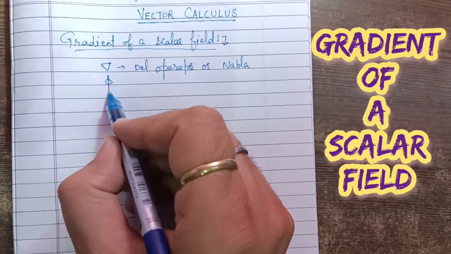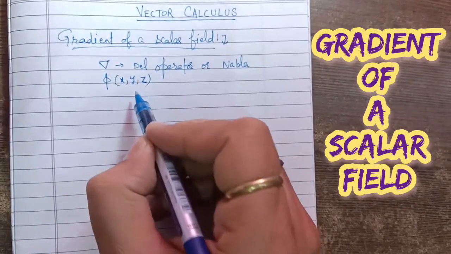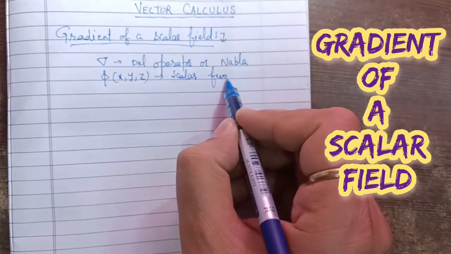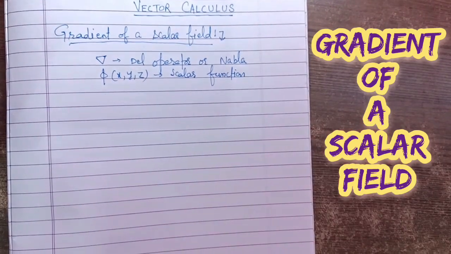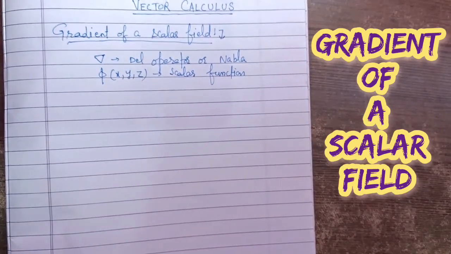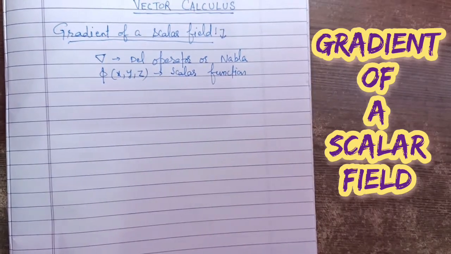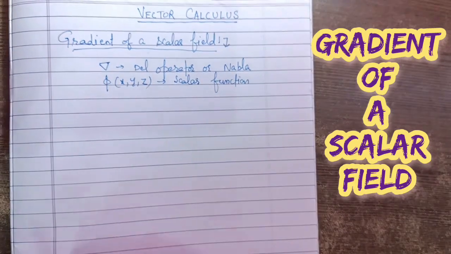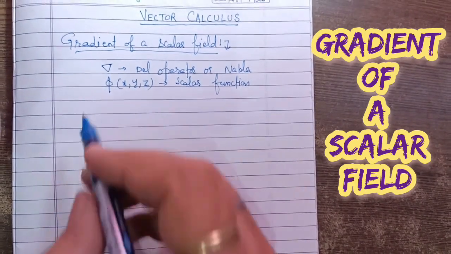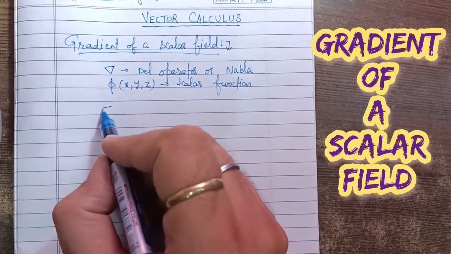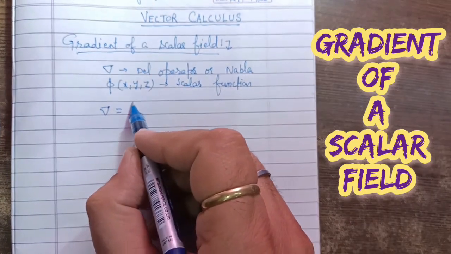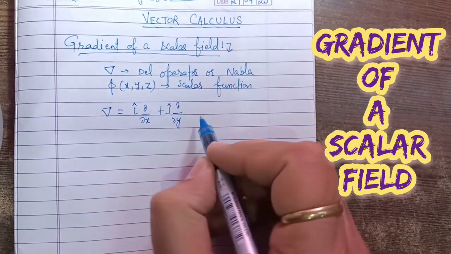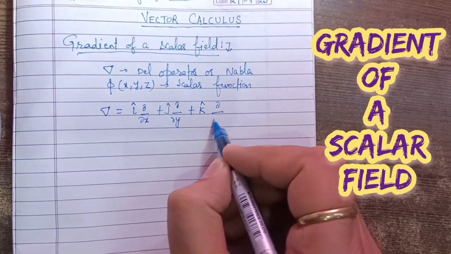And we are taking this phi which is depending on x, y, z. It is a scalar function. Means to say no vectors are involved for this function, that's why we are saying that it is a scalar function. So what we have to do, we have to find the gradient of this scalar function phi. So first of all we write the value of this del, that will be i del by del x plus j del upon del y plus k del by del z.